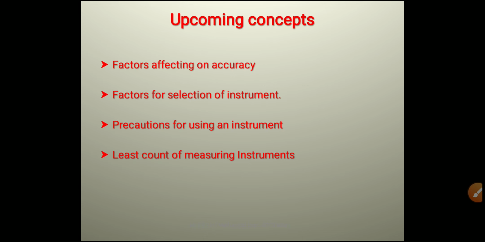So this is all about today's lecture. We have discussed the characteristics of measuring instruments. We have seen accuracy, precision, calibration, readability, traceability, etc. We have discussed sources of errors. We have discussed types of errors in brief.